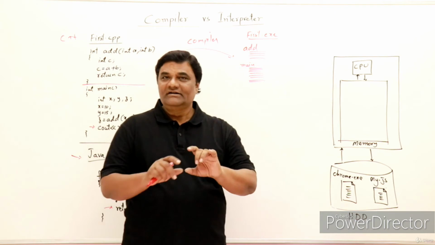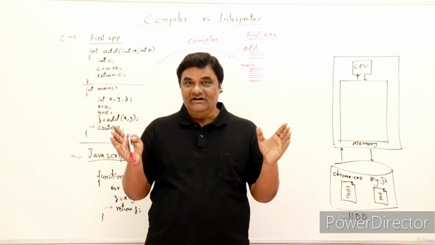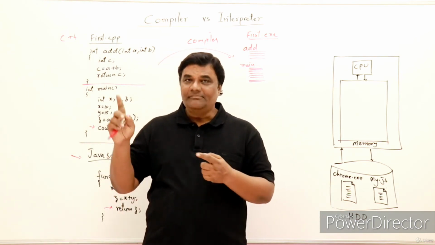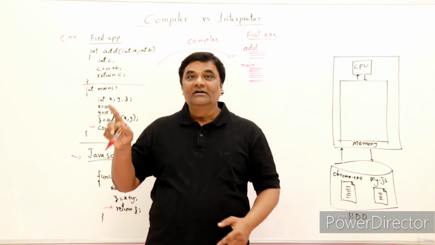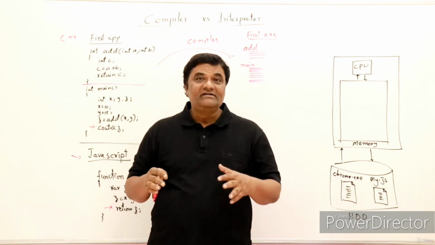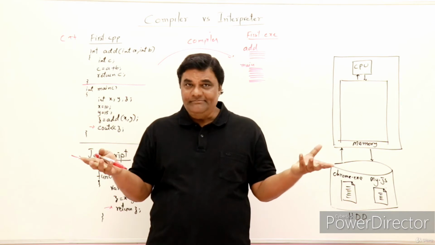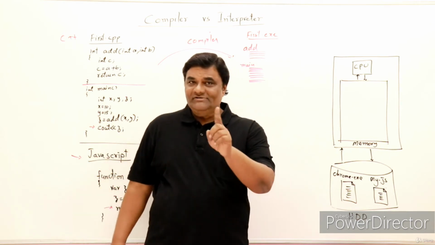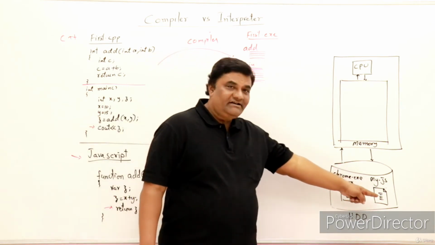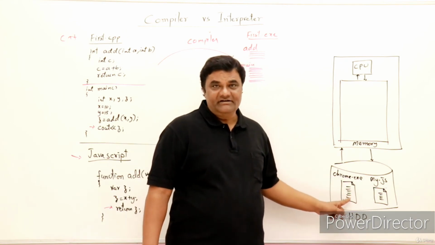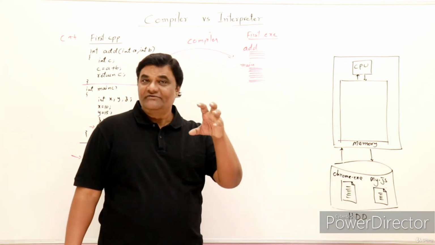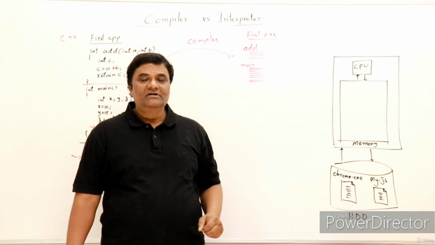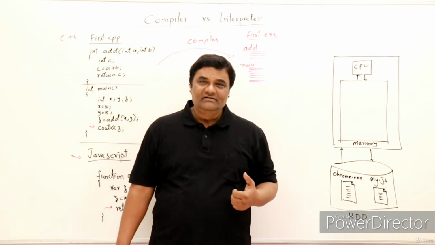Now finally, concluding point. Who is faster? Compiled programs or interpreted programs? Compiled programs are faster because they run independently as a separate program. Interpreted programs are not faster because they don't run independently, they run inside the interpreter, in the context of the interpreter. So they are slower, but easy to write.